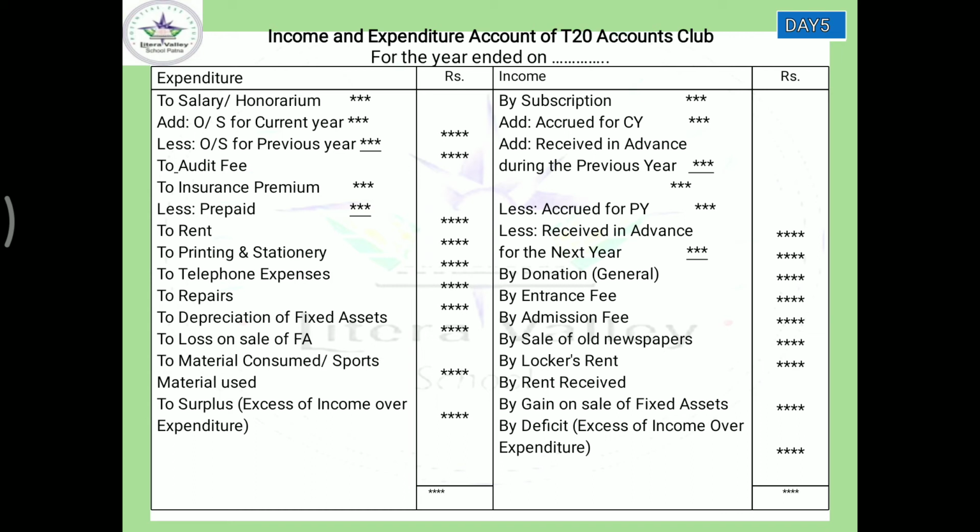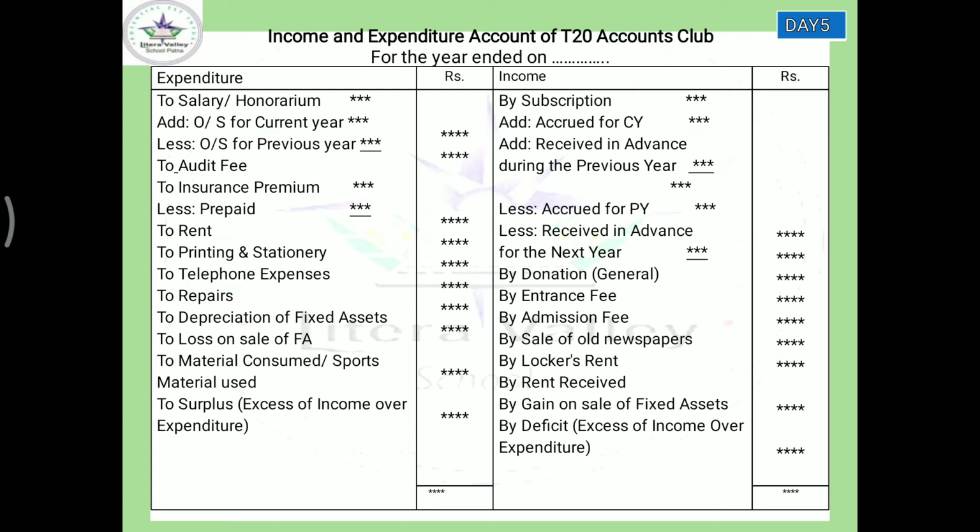Again, I will correlate with the financial statement of 11th. Depreciation is there. Loss on sale of fixed asset, just I was telling about that one. Material consumed, sports material, it will be discussed later on. Then the surplus. Now come to the income side, subscriptions.